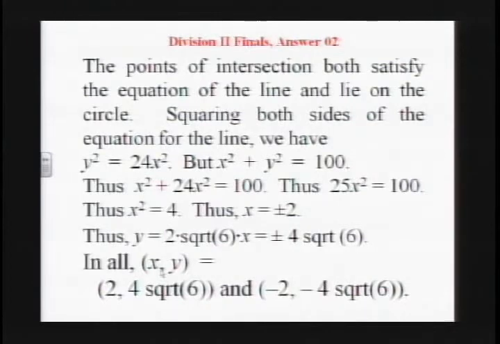Sticking plus or minus 2 into the line, we get y equals 2 square root of 6 times x is plus or minus 4 times the square root of 6. And so there's our two solutions.